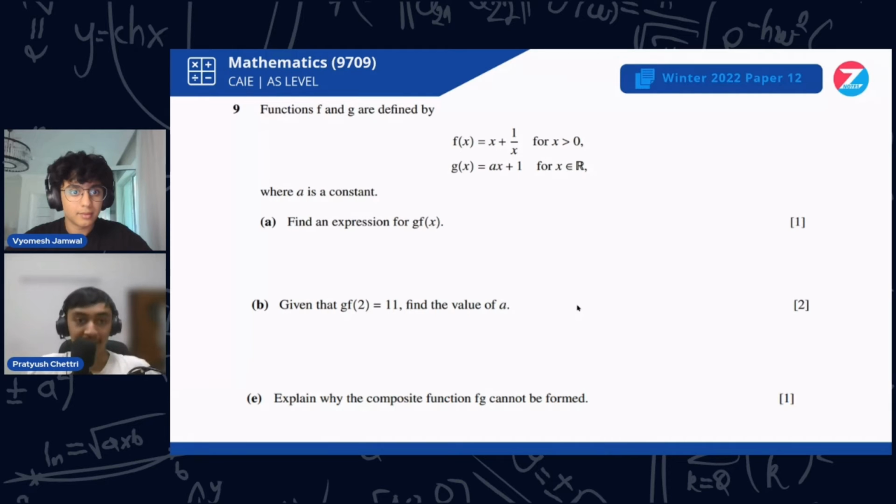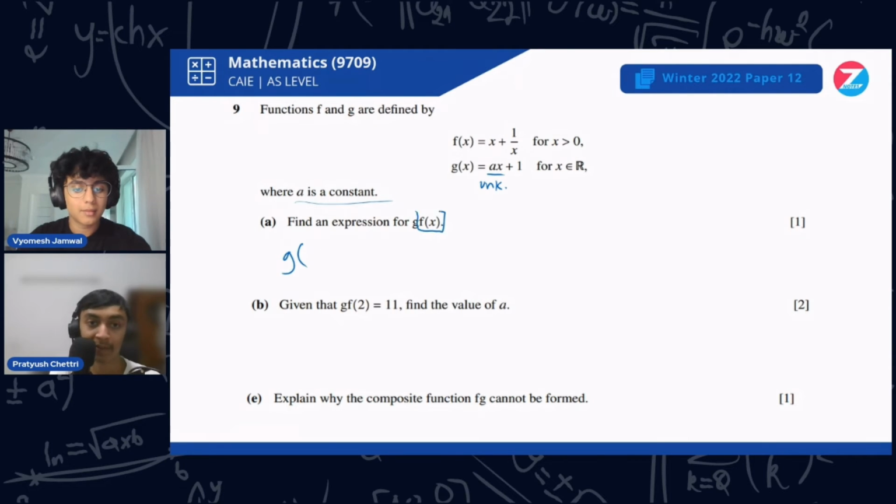Next question. I suppose I'll just do this question. Functions f and g are defined by this. And see, we've been given an unknown here, where a is a constant. Find an expression for the composite function gf of x. So remember, you put g and then you put the value of f of x, and f of x is equal to this. So you put x plus 1 over x, and you simplify that by plugging it into g.